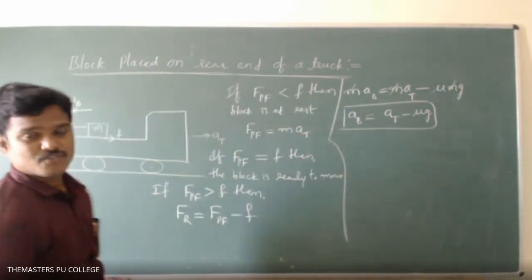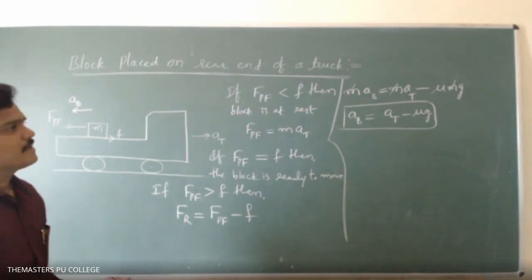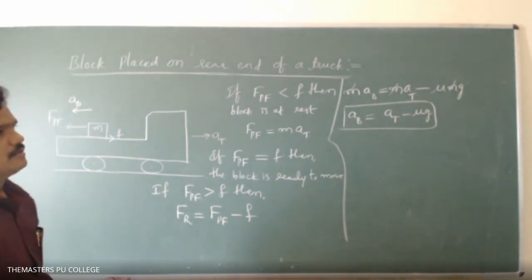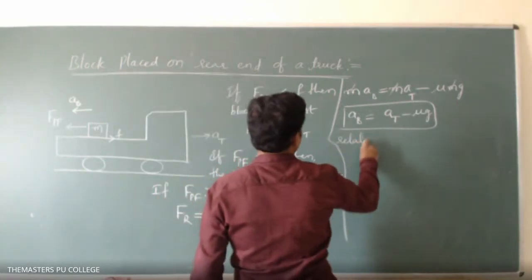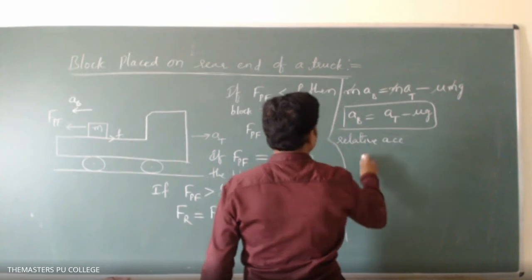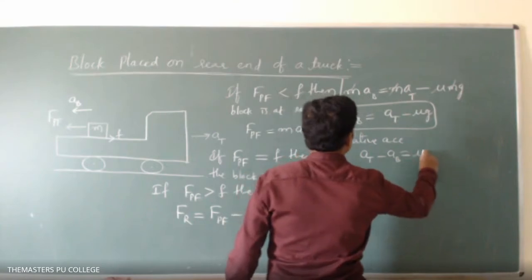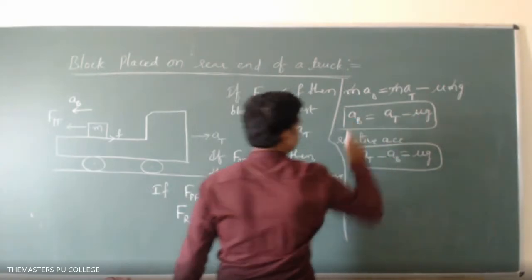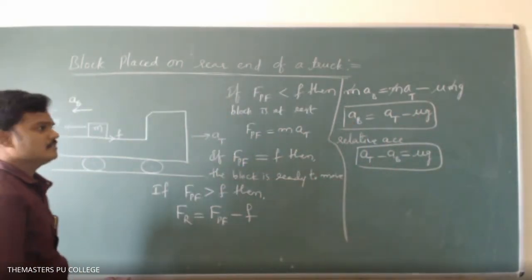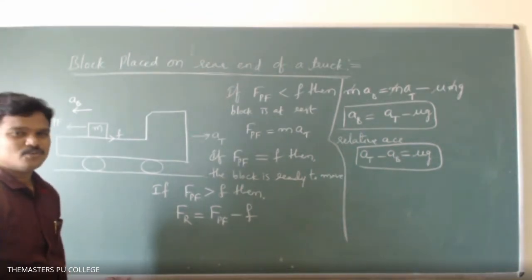This is the acceleration of what? Block. And that is equivalent to acceleration of truck minus mu g. If they ask to find the relative acceleration, then we can find that also. Relative acceleration is acceleration of the truck minus acceleration of the block, which is equivalent to mu g. Take this value to the right side and take this one to the left. Relative acceleration, acceleration of the truck minus acceleration of the block, I got as mu g. Followed?